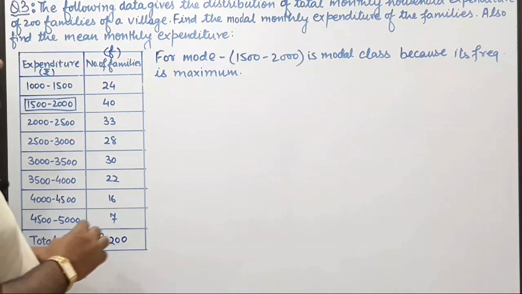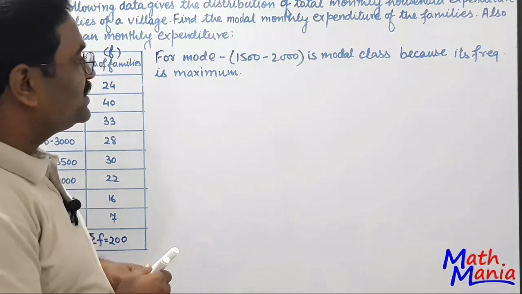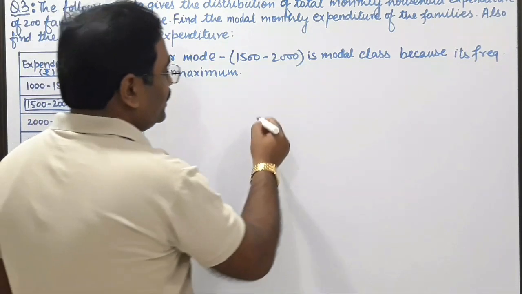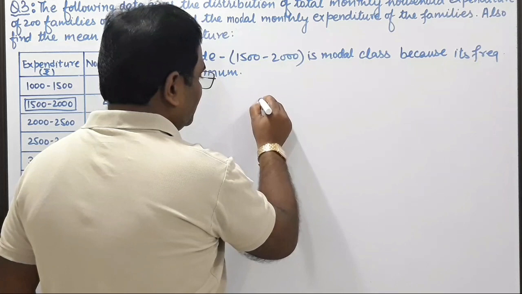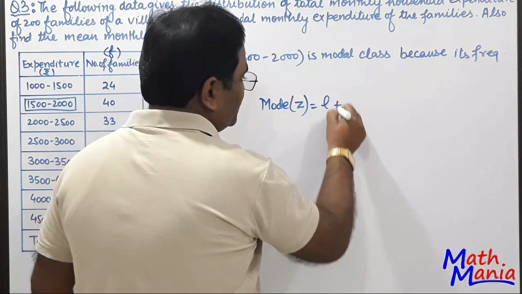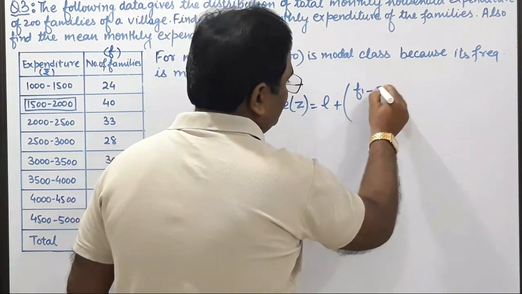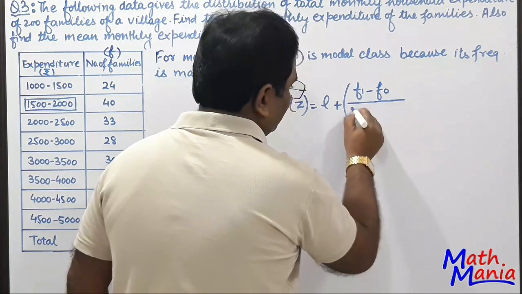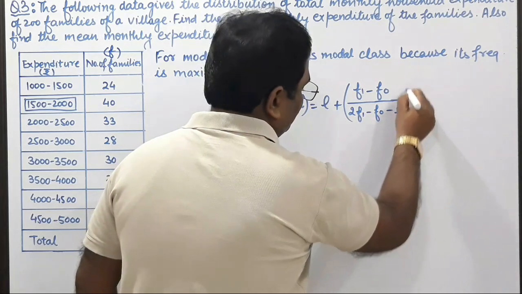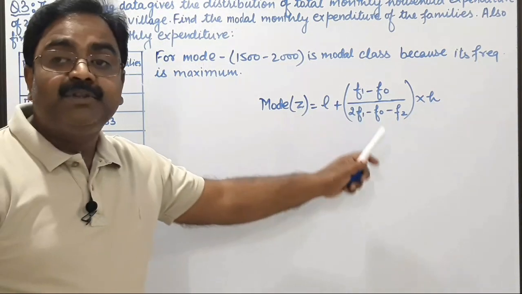Now we need to find out a few pieces of information according to the formula. First we should know the formula of mode. Mode is represented by Z, and it is L plus F1 minus F0 divided by 2F1 minus F0 minus F2, multiplied by H. So we need to find out all the terms according to this formula.